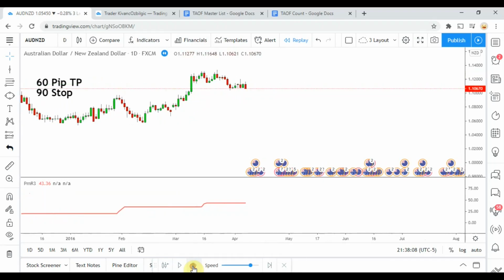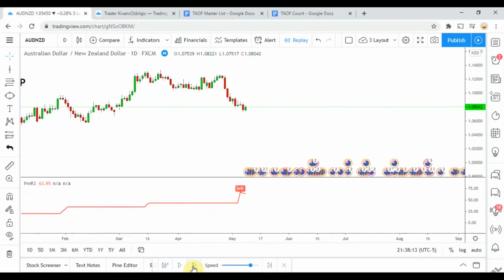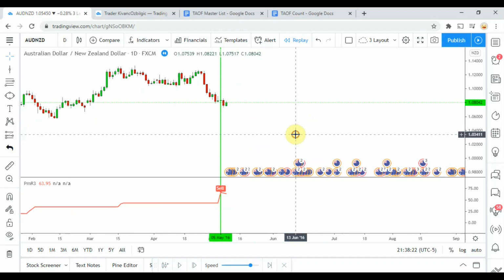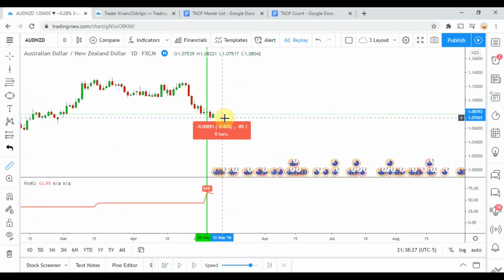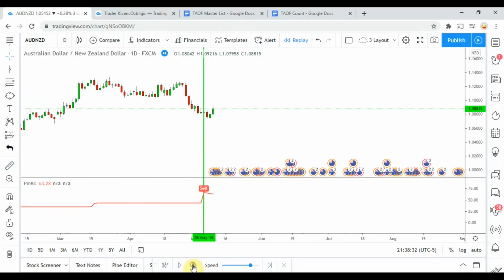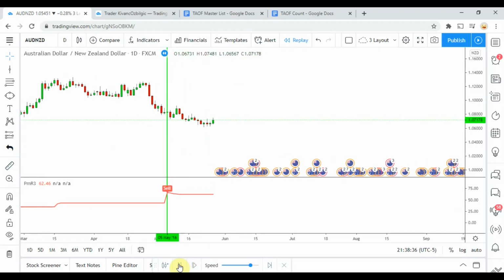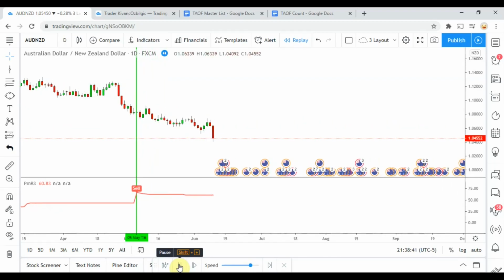So it is moving along. Right there, we pick up a sell signal. That will be the first signal of the indicator. Right there, we are looking for 60 pips to the downside, and we get 104. So that is a winning trade. First one there, and it is a winner. Let's go ahead and play this out some more here.